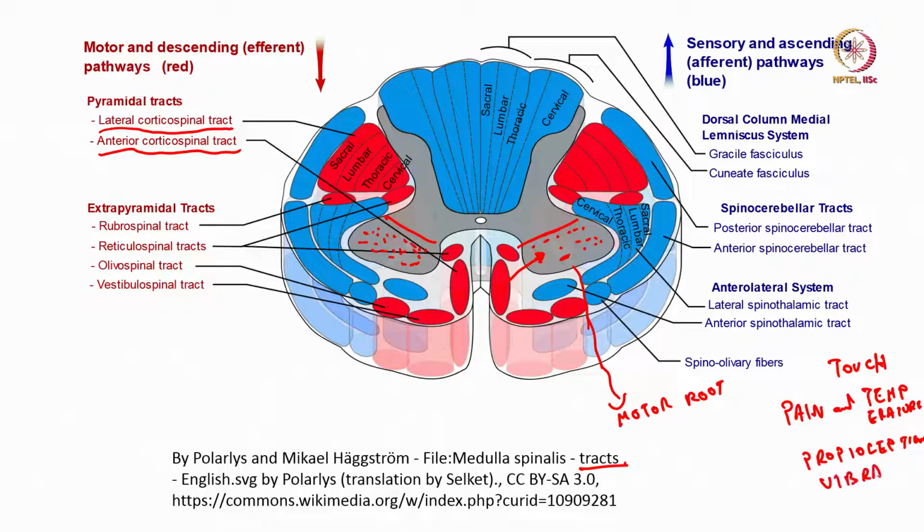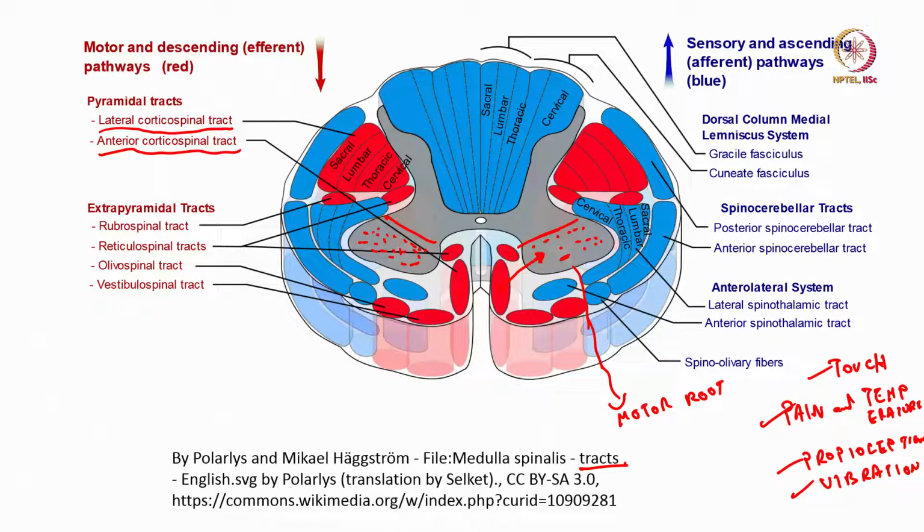Vibration. So, proprioception and vibration, pain and temperature and touch. These are the various modalities, and that is how the sensory system is organized. So, there are classes of fibers which deal with these sensations.